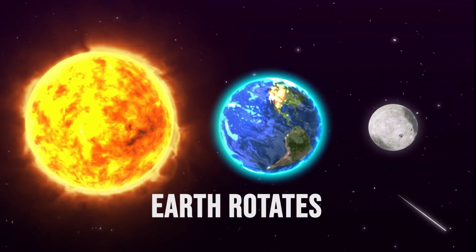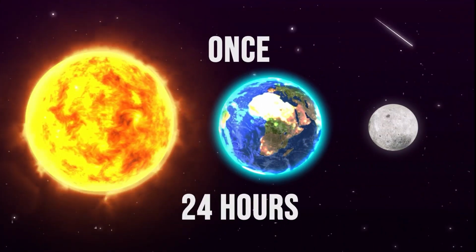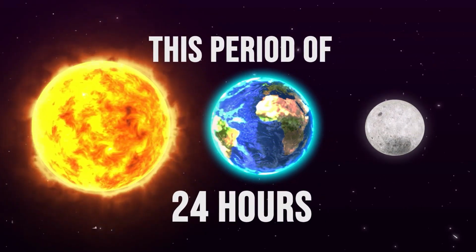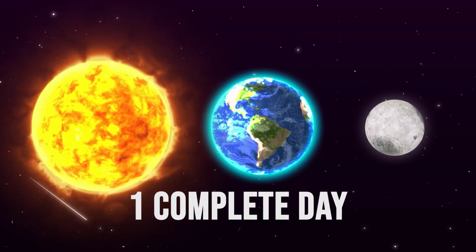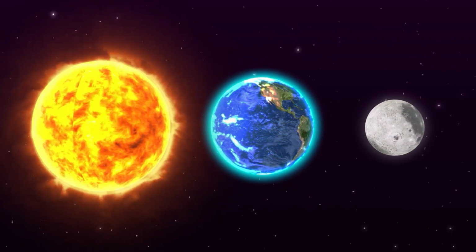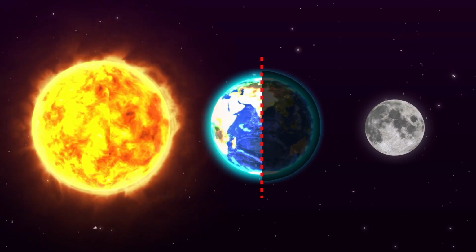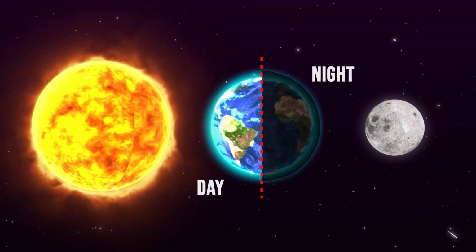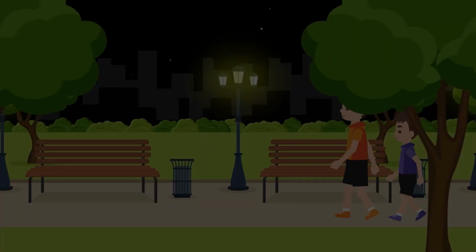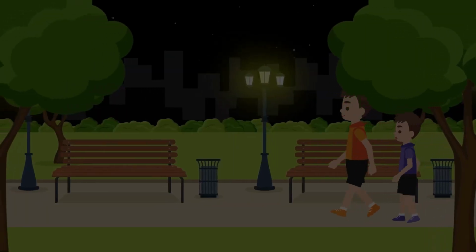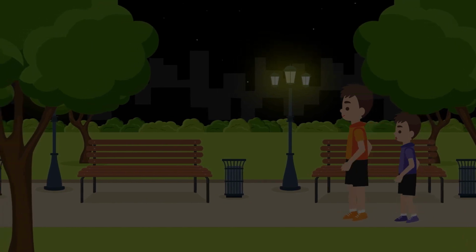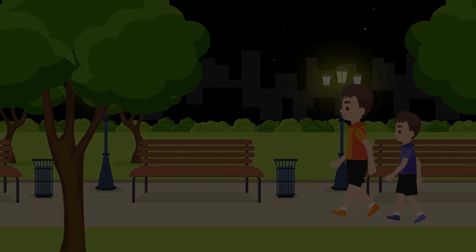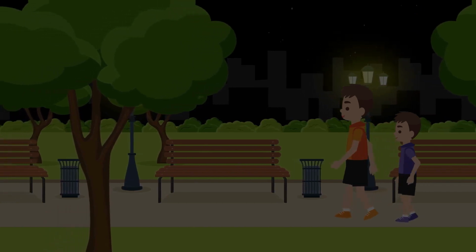The earth rotates on its axis once every 24 hours. This period of 24 hours is known as one complete day. In that one complete day, we experience both daytime and nighttime. Oh, it means right now our part of the earth is facing the moon. Yes, Justin.